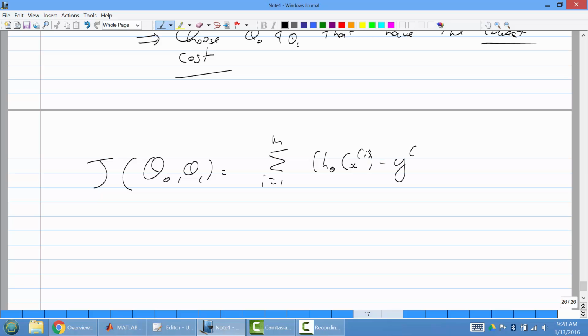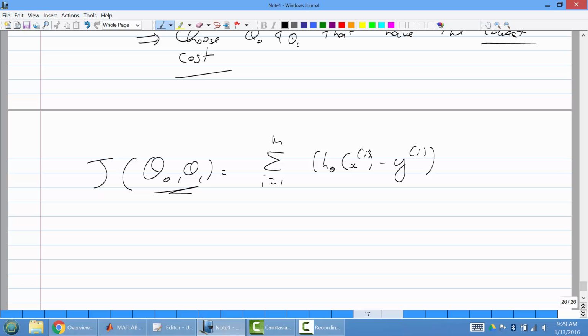So maybe you want to start off with this first. This kind of makes sense to me. What you want to do is take a look at all your training examples and find the difference between the predicted value given by your prediction model, parameterized by theta 0 and theta 1, and the expected output.